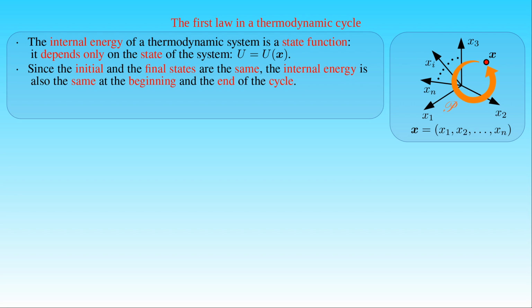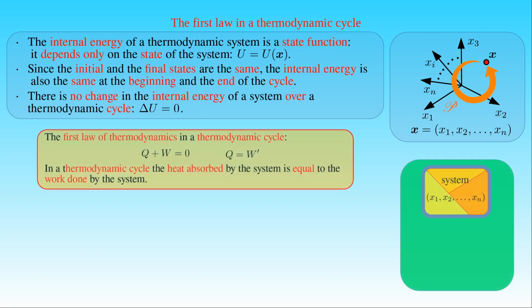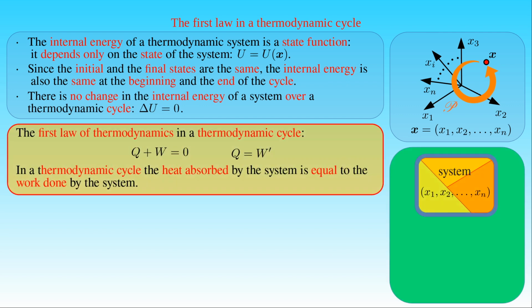As a result, the change ΔU in the internal energy is zero, and the first law can be formulated as the equation stating that the sum of the heat Q exchanged between the system and the surroundings, and the work W done on the system by the surroundings vanishes in a thermodynamic cycle. The first law can also be formulated by stating that the heat Q absorbed by the system is equal to the work W' done by the system performing a thermodynamic cycle.